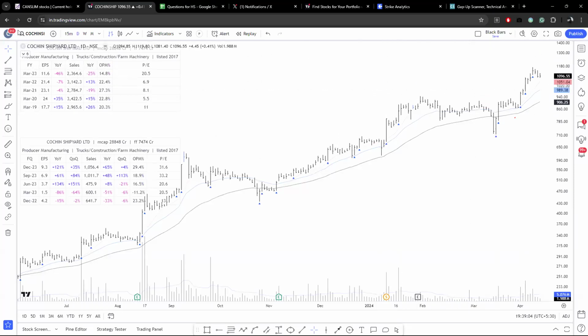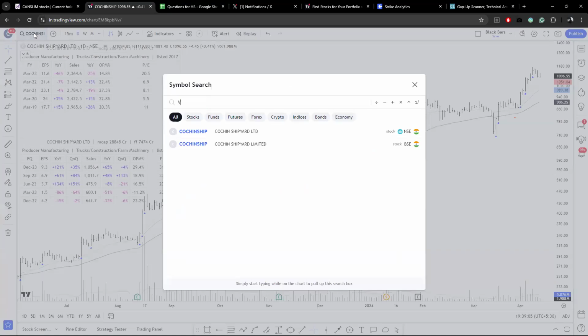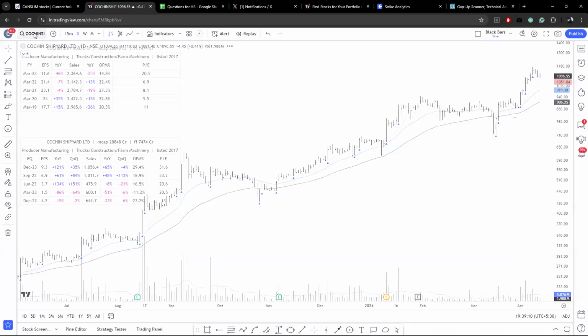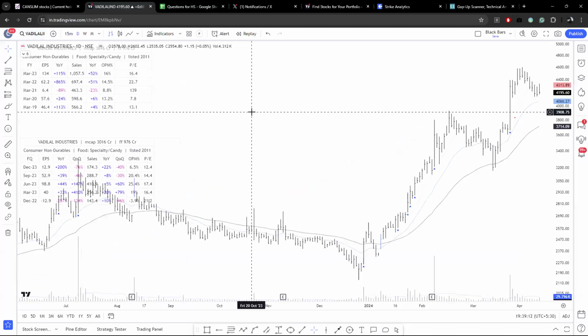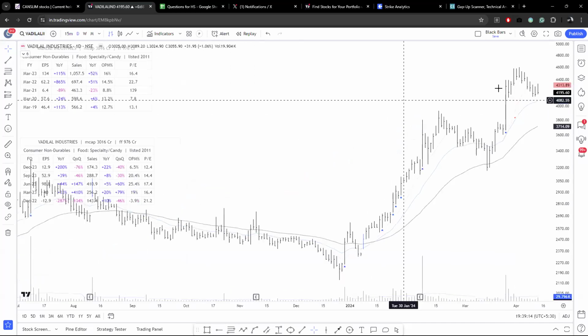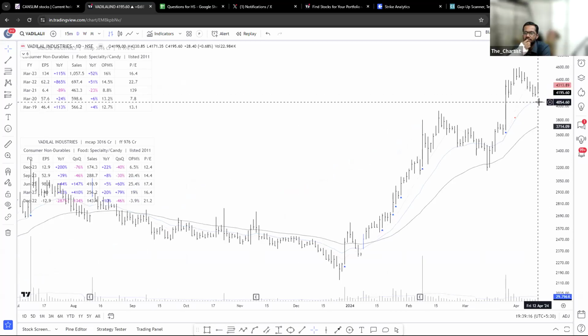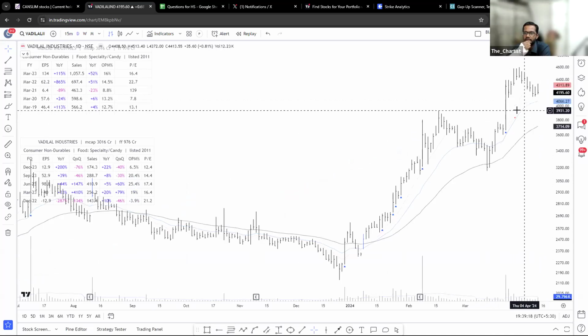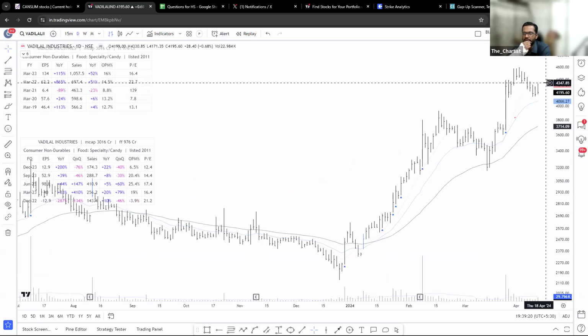And one more, sir. Vertiland Industries. Here also will be the price level same for entry, the high of the last candle? This is what kind of setup you are looking at here, sir? I don't see anything like that.